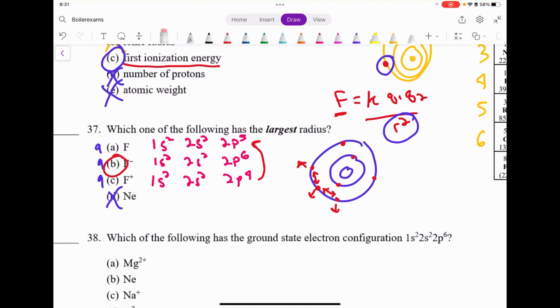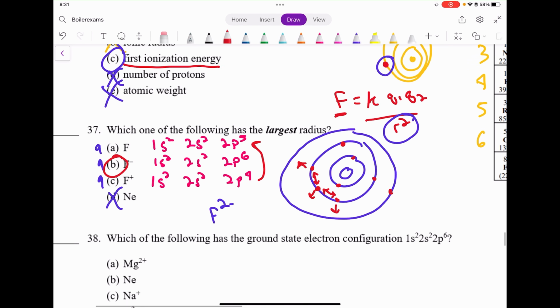Also, I think it's intuitive in the sense, if you were to imagine adding one more, if we went to F, or fluorine 2-, you'd have to add a whole other energy level, which obviously is going to be way bigger. So I think it's kind of intuitive in that sense to see a more hyperbolic example of adding electrons makes you bigger.